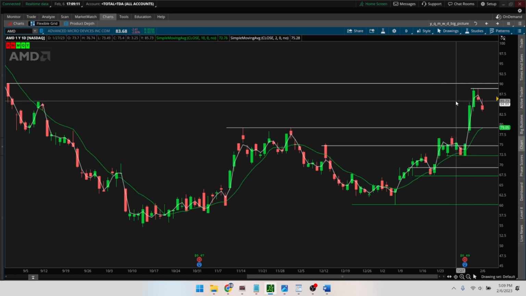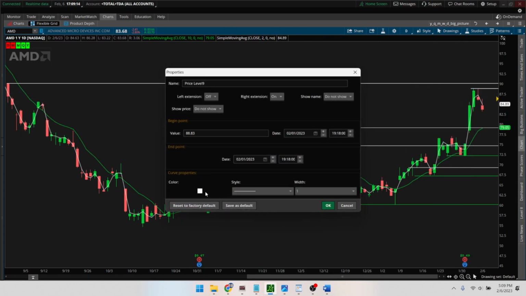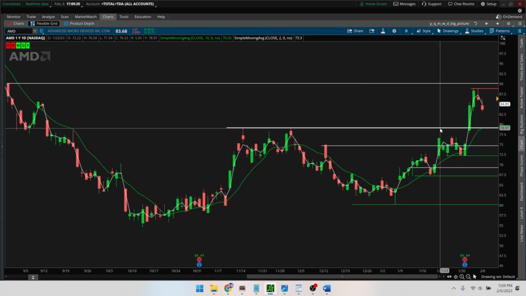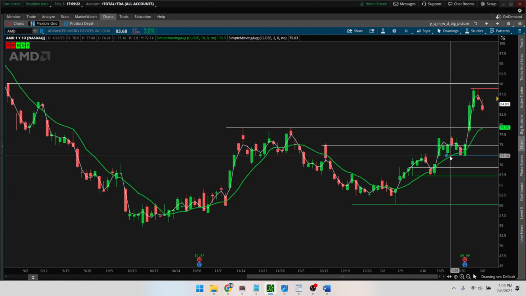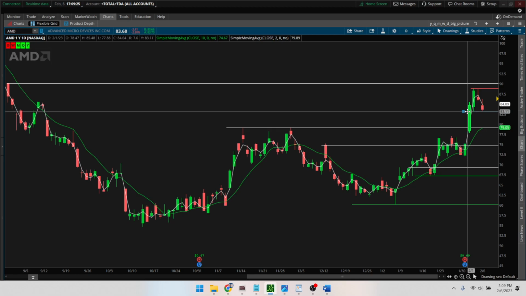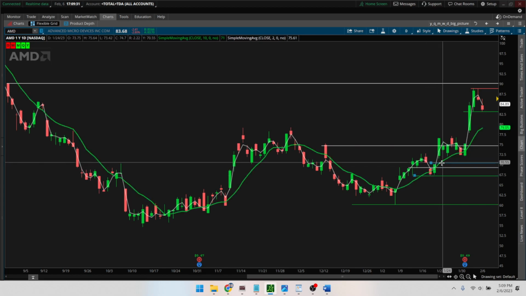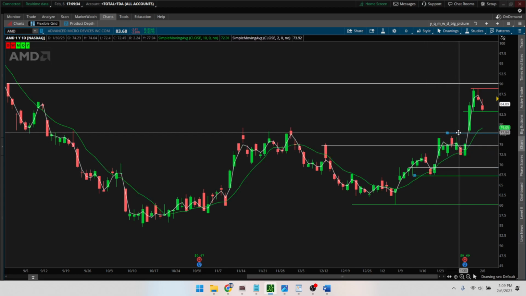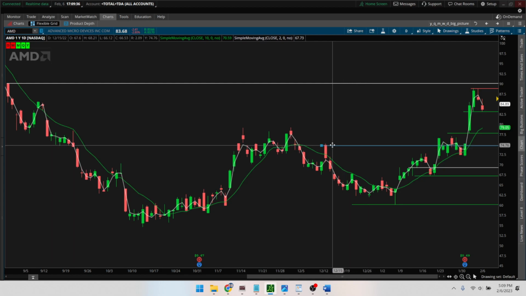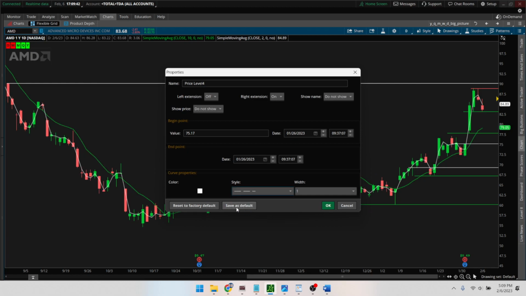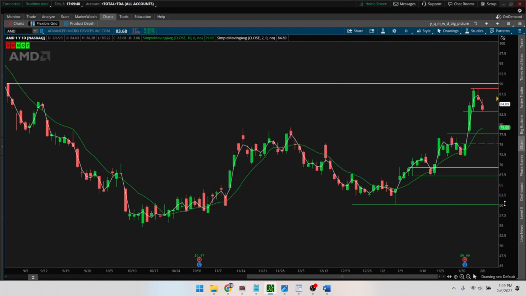I hope that makes sense, because now all this right here goes like this. This is now resistance. And now this would be your first target. This would be your second target. And then this right here would be your gap fill target. See how that works? And that's all we're doing. We're just trading the trend. Trading the trend.